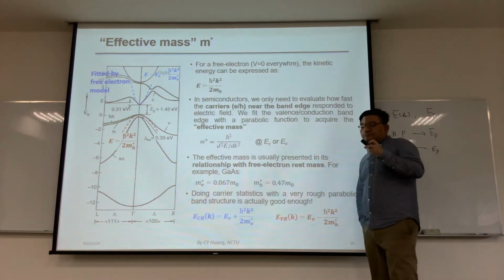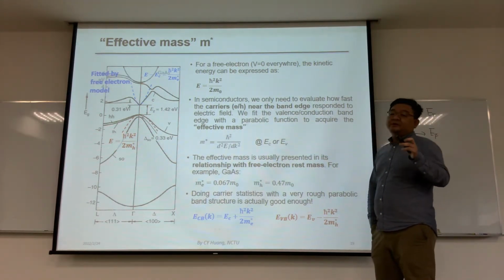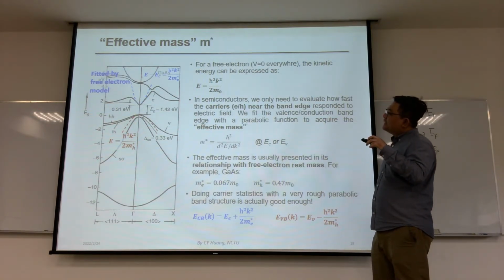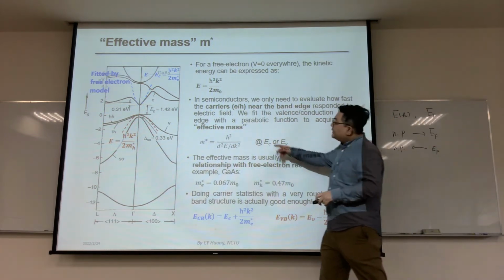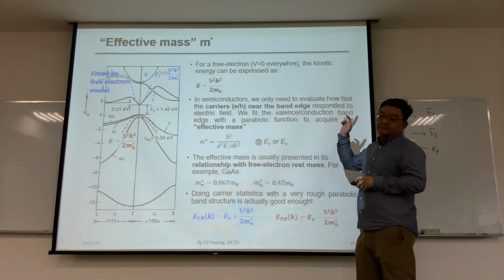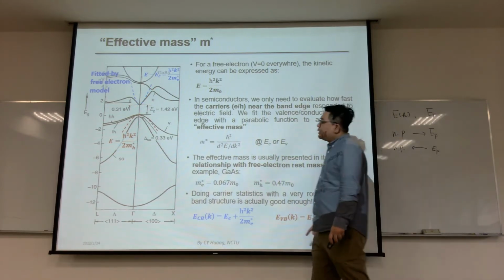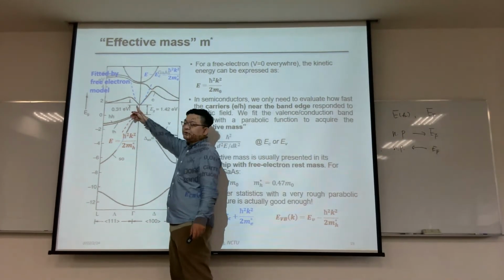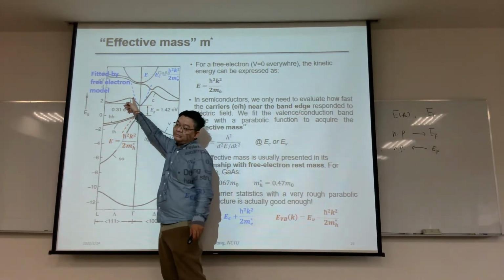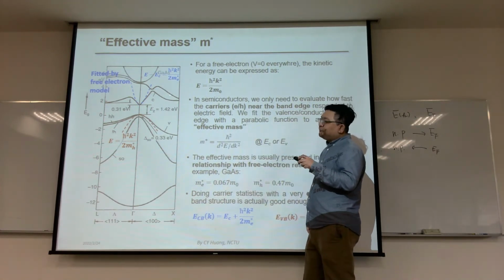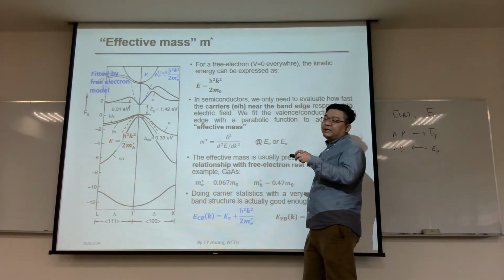For an electron in free space, the E-k relation is like that: E is equal to h bar squared k squared divided by 2m. So the relation between E and k should be parabolic. However, because the band looks like that, if we try to fit the band edge with a parabolic function, we can still do something like that, and then find what the mass should be to fit the edge of the band.